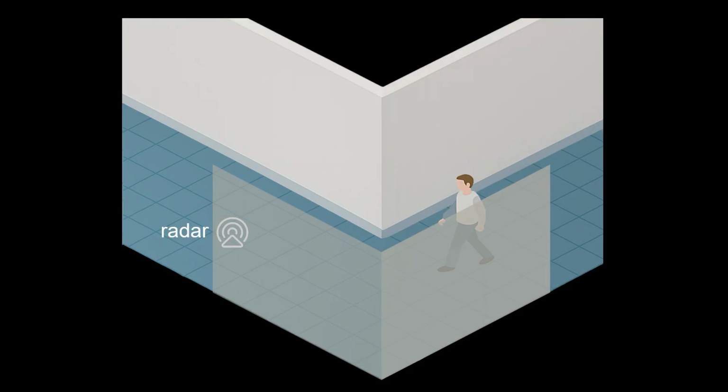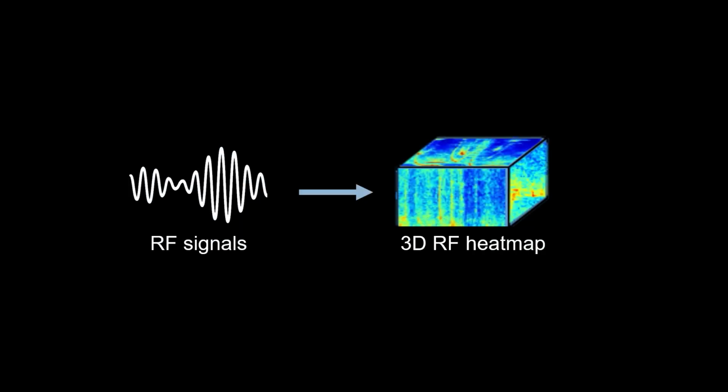HoloRadar works by leveraging the fundamental property of radar signals. Since they have a much longer wavelength, common surfaces like walls behave specularly, like mirrors. As a result, the signals bounce in predictable paths, and the returning RF echoes carry rich spatial information for non-line-of-sight 3D reconstruction. To extract this information, we first process the raw signals into a 3D RF heat map.